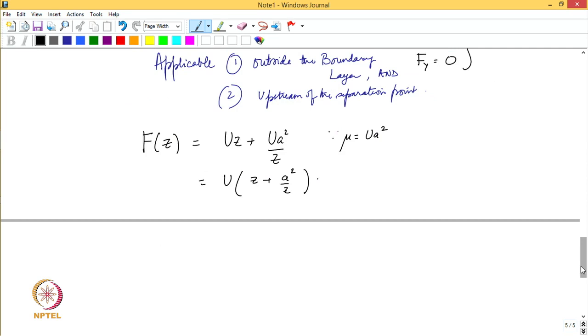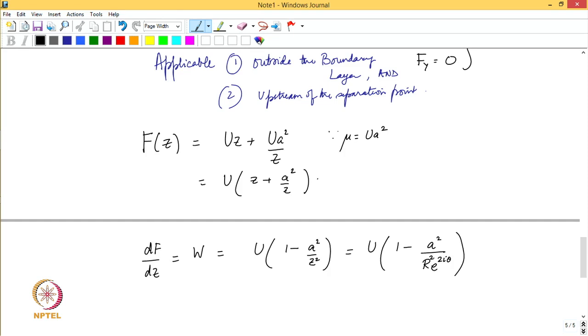Now that I have shown you from the stream function approach, we can also calculate the velocity. So, we can take df/dz, which would be w. That would be U times 1 minus a square by z square. Now, using the fact that z in polar coordinates is r e to the power i theta, z square becomes r square e to the power 2 i theta.